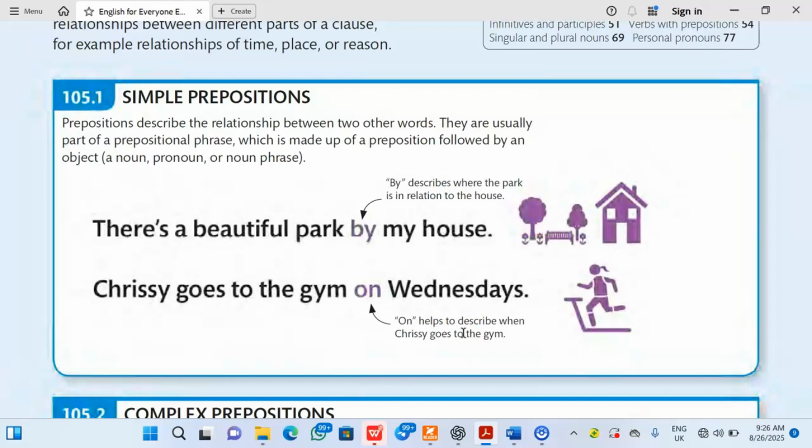Do you understand? And in the English language, if they underlined by my house and they ask you about that phrase, we call it what? A prepositional phrase of what? Of place, because it is telling us where that beautiful park is. And on Wednesday, on the other hand, is what? Prepositional phrase of time. It is telling us when Chrissy goes to the gym. But if only by is underlined, by is a preposition and on is a what? Is a preposition.